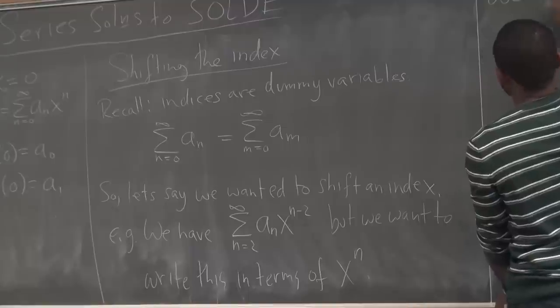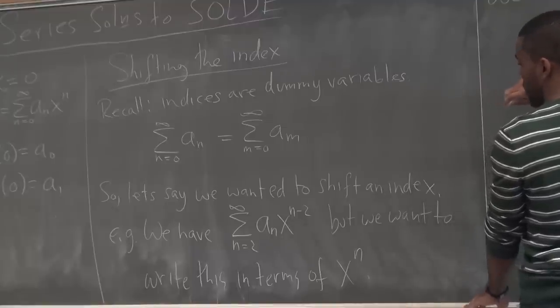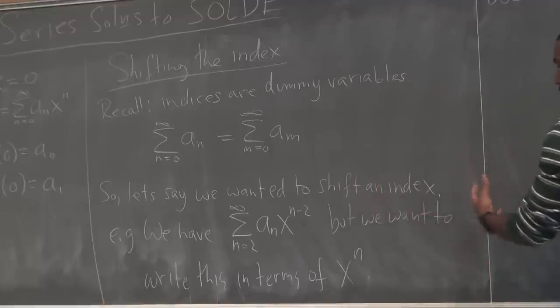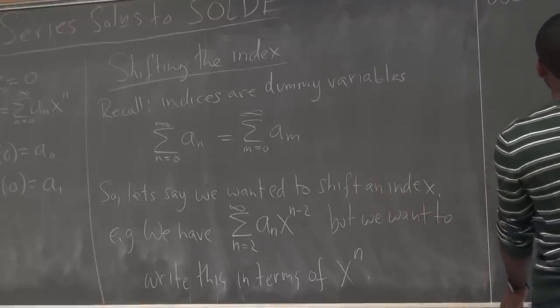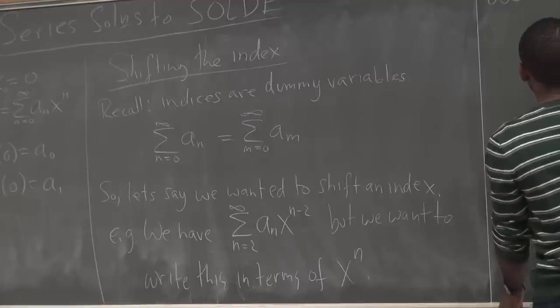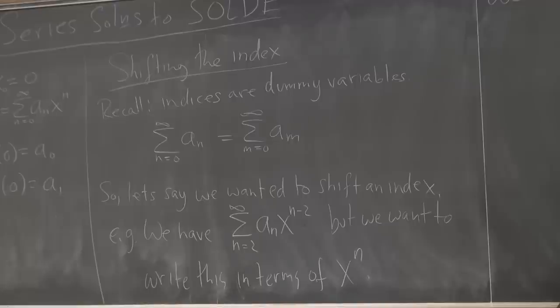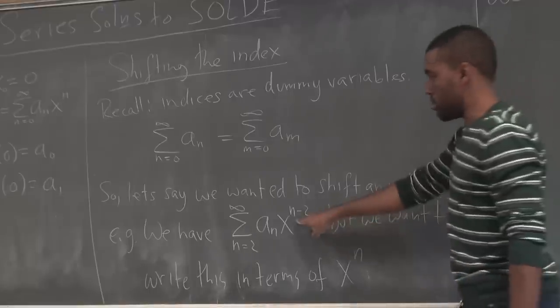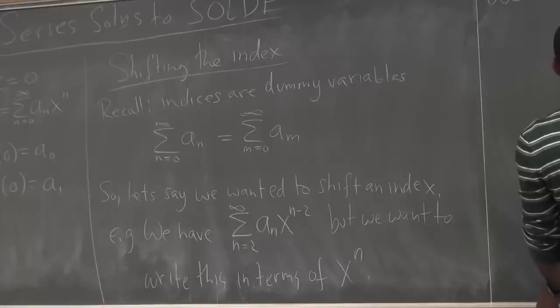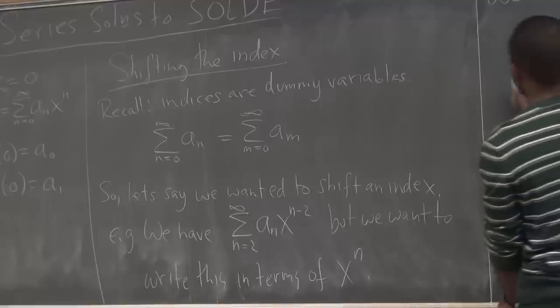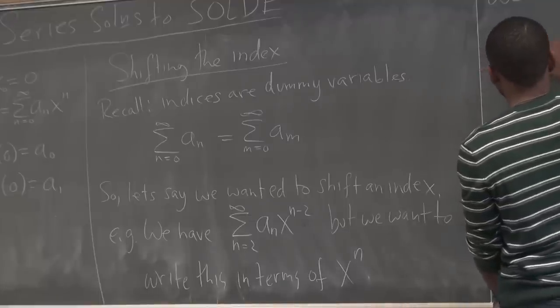So I break this into two series, you mean, right? No, we're not going to break it into two series. We're literally going to shift the series over, shift the index over. We can set another variable, m equals n minus 2. This would mean that m plus 2 is equal to n. And then substitute.